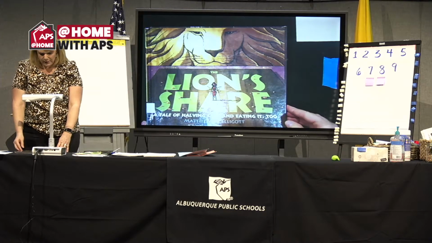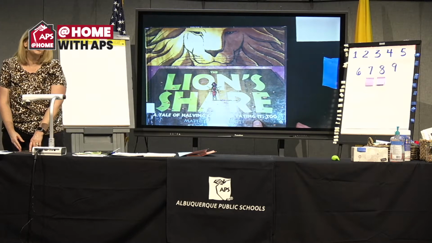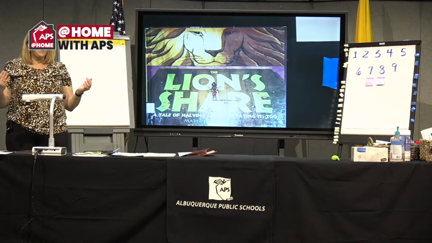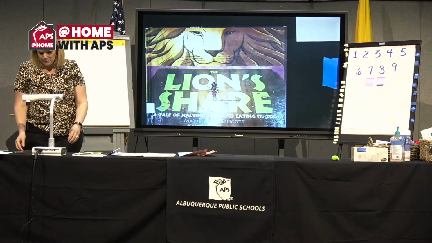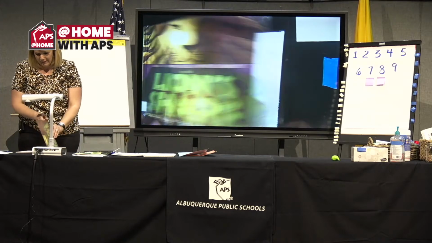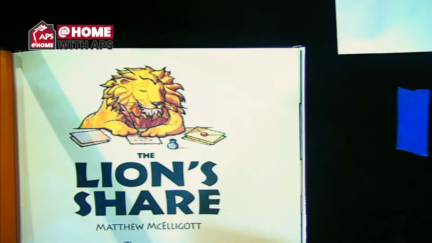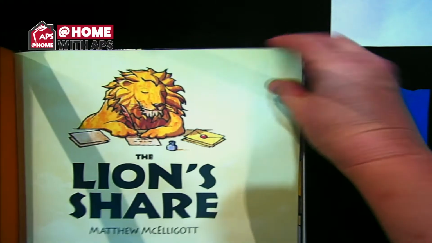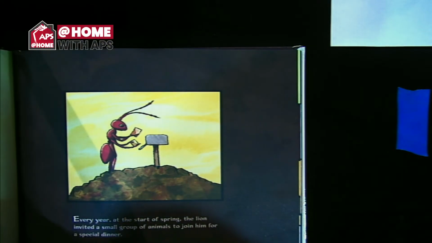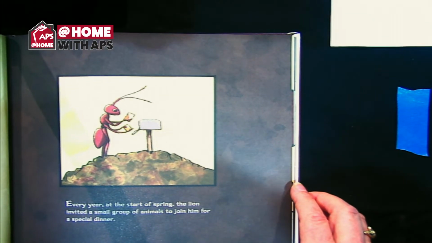It's The Lion's Share, a tale of halving cake and eating it too. Did you catch that? Halving? Not having, halving cake and eating it too. It is by Matthew McElliott, and our publisher is Walker and Company from New York. All right, you guys ready to begin? Cool. Now let me see if we can get that. Can you guys see that pretty well?